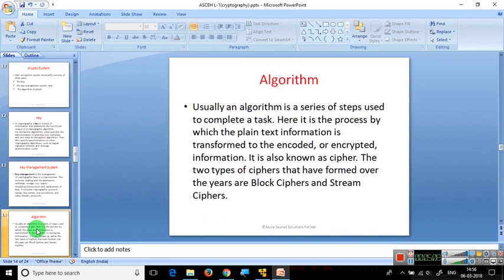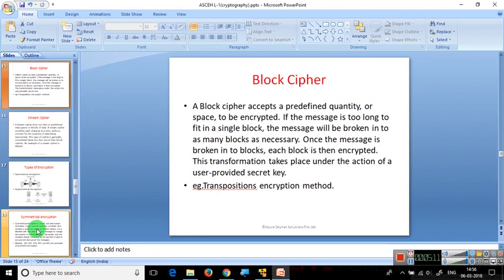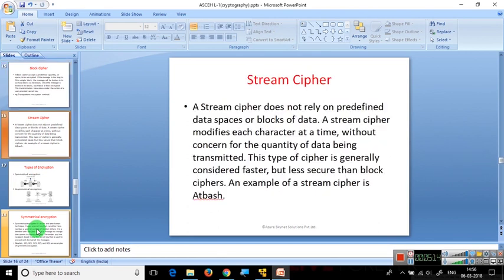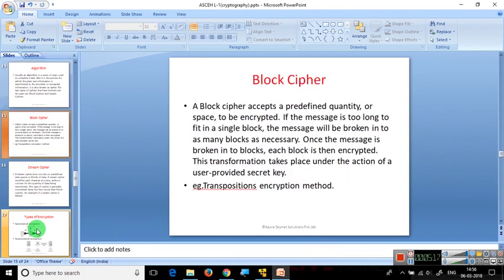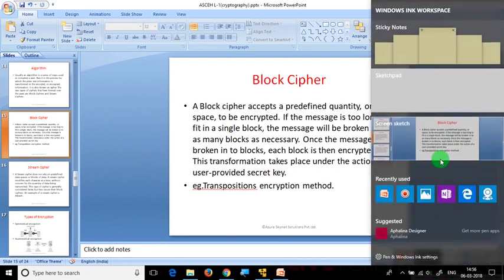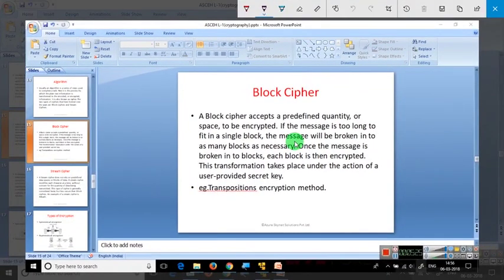So usually there are two types of ciphers. The first one is called block cipher and another one is called stream cipher. So what is a block cipher? First, let's see the definition. A block cipher accepts a predefined quantity or space to be encrypted. If the message is too long to fit in a single block, the message will be broken into as many blocks as necessary. Once the message is broken into blocks, each block is then encrypted. This encryption takes place under the action of a user-provided secret key.